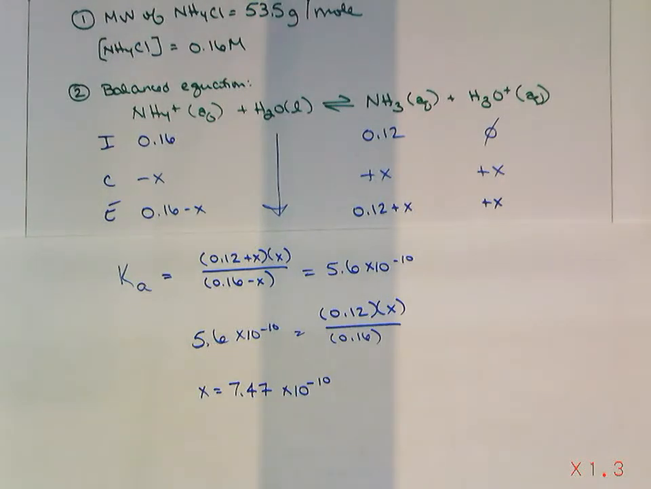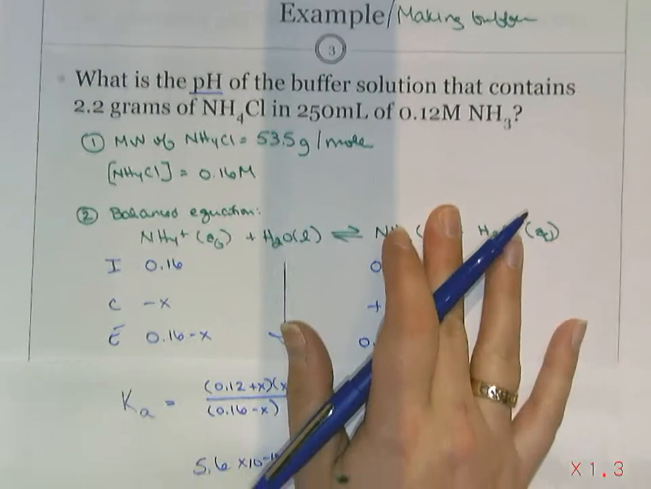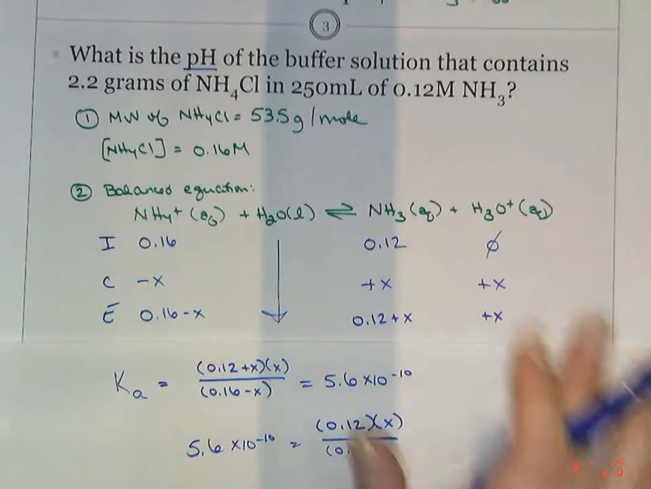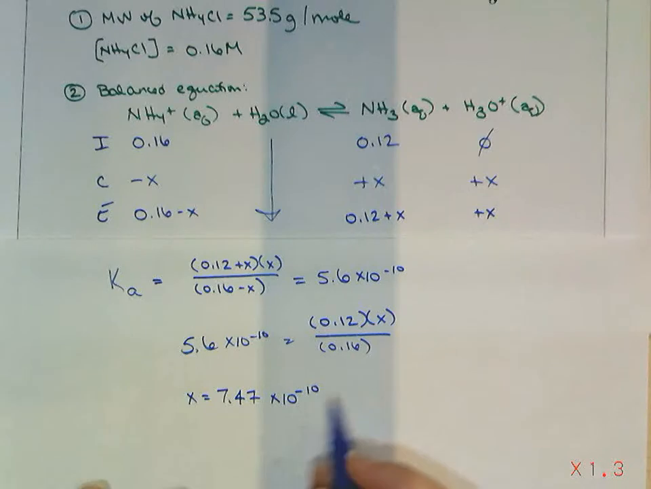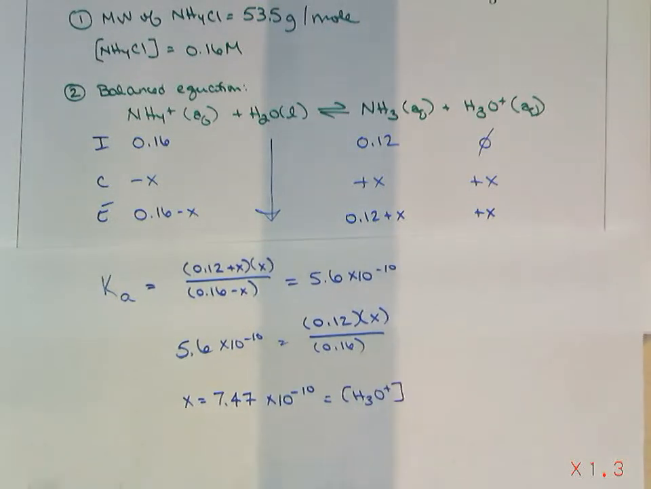So how do I get from what I just figured out, x, to pH? You can't see what I just underlined. Because what is x? Right, it's this guy. That's my hydronium, which is what I need for pH.